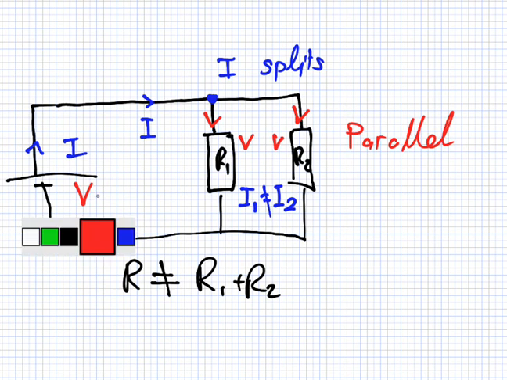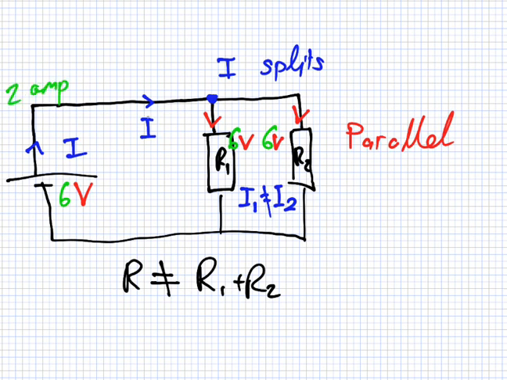So if this was a 6-volt battery, then there's 6 and 6 in these two. And if this was a 2 amp current, we don't know. Maybe it's 1 amp, maybe it's 1 amp. Or maybe it's 1.5 and 0.5. We don't know. They split though.